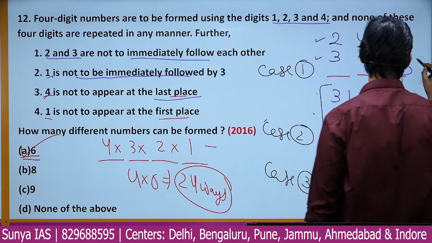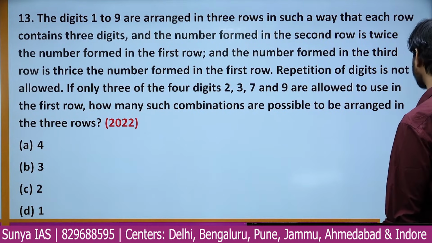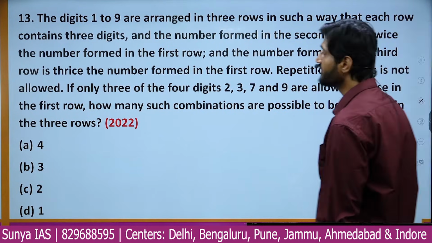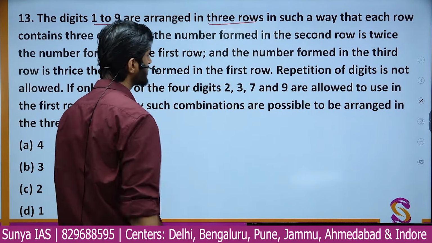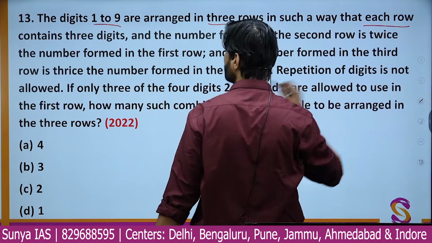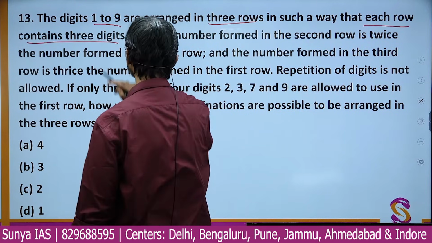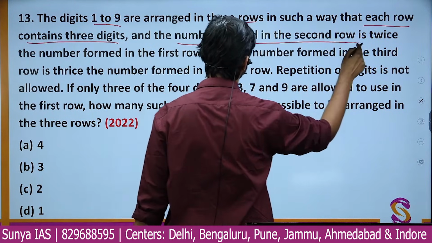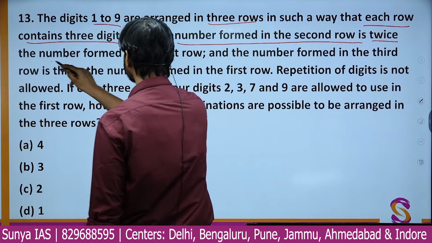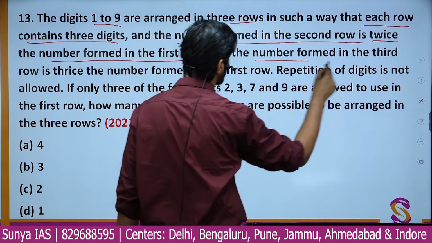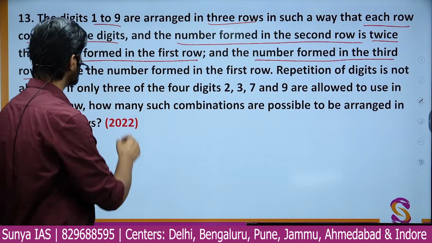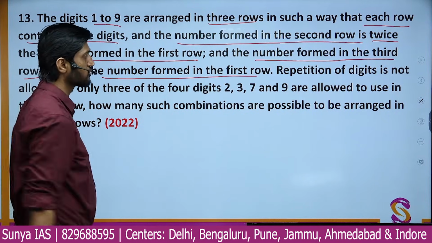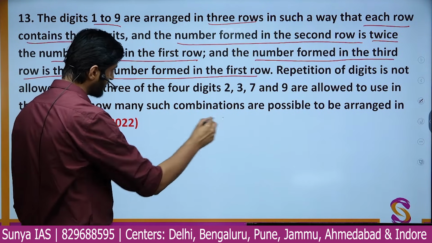Okay, moving on. We have this question number 13. It says the digits 1 to 9 are to be arranged in 3 rows in such a way that each row contains 3 digits and the number formed in the second row is twice the number formed in the first row, and the number formed in the third row is thrice the number formed in the first row. So what is the criteria is that we have 3 rows.